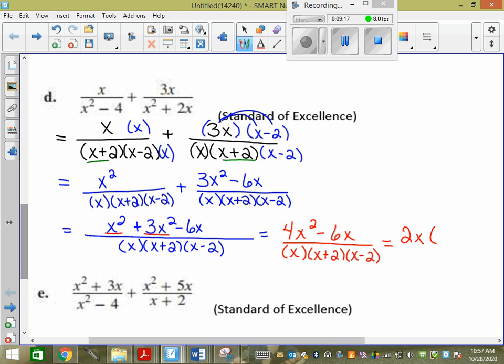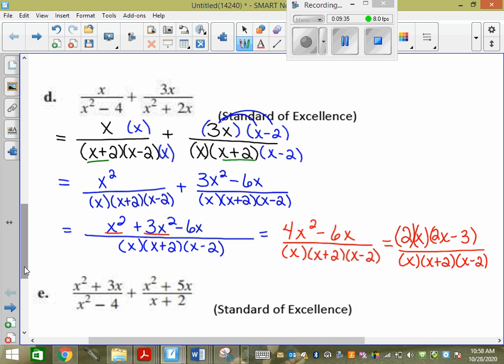Take a 2x out, I'm left with x minus 3. And the 2 and the x can be in their own brackets, right? Over x plus 2, x minus 2. Should we do it? 2x minus 3, just 1, 2 times 2. Good call. 2x minus 2.